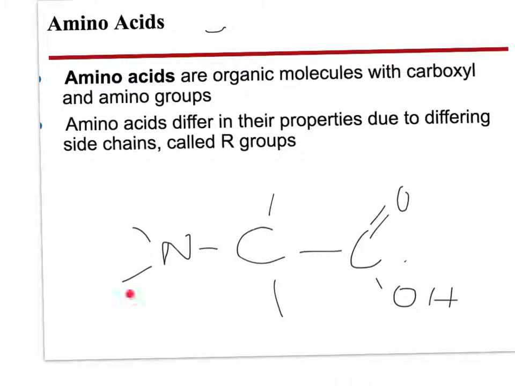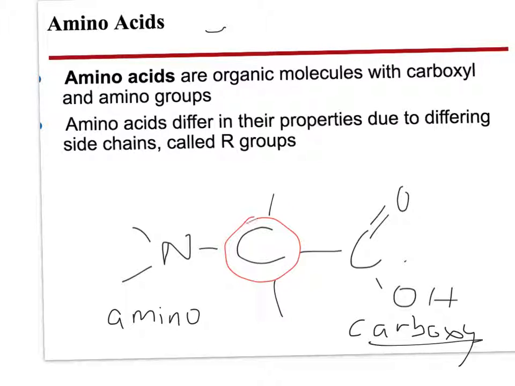So this end is the amino terminus, and this end is the carboxy terminus. Right here's your central carbon, and there's another hydrogen right there. So all amino acids, all 20 amino acids, share this structure.